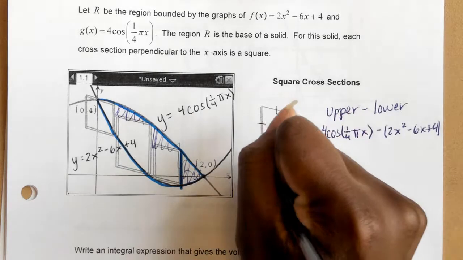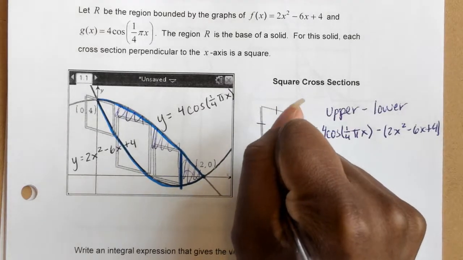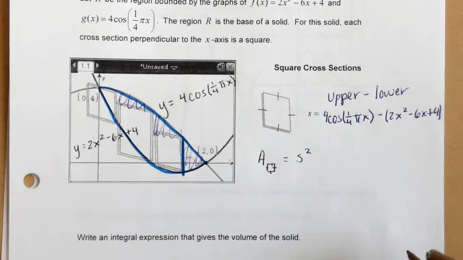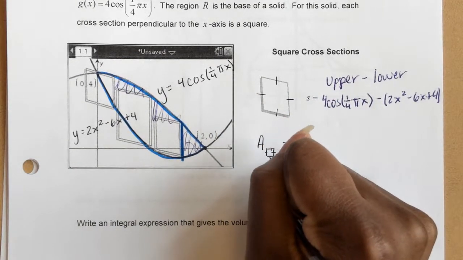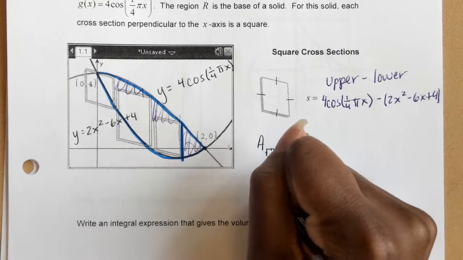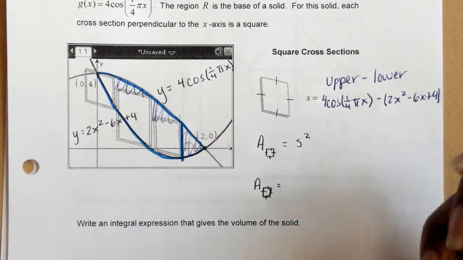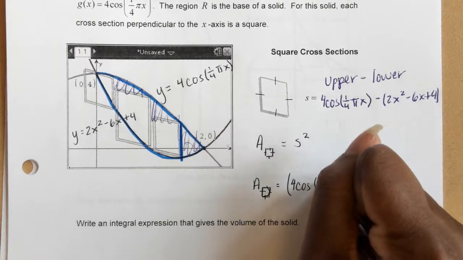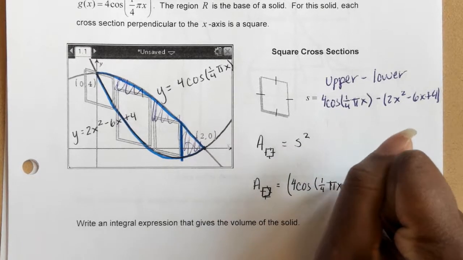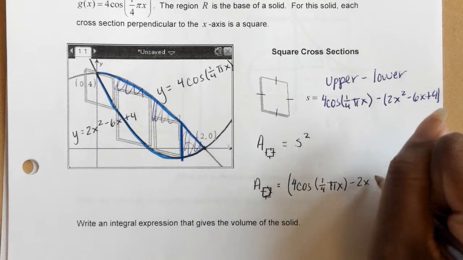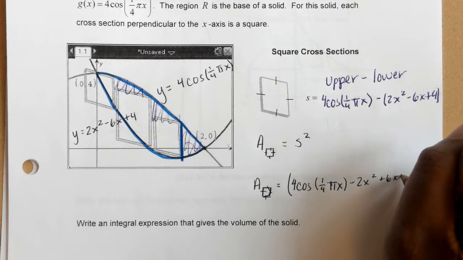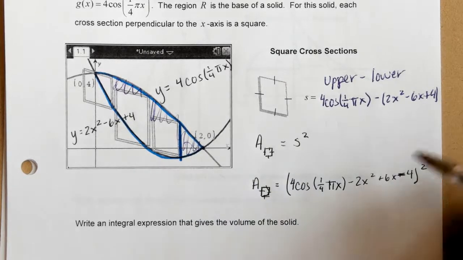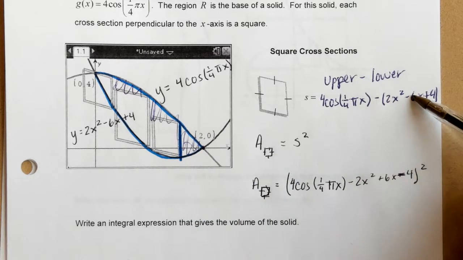And we know how to find the area of a square. The area of a square is just side squared. So the area of the square is just 4 cosine 1/4 pi x minus 2x squared plus 6x minus 4, squared. If you wondered why I changed the signs, all I did was distribute this negative sign.